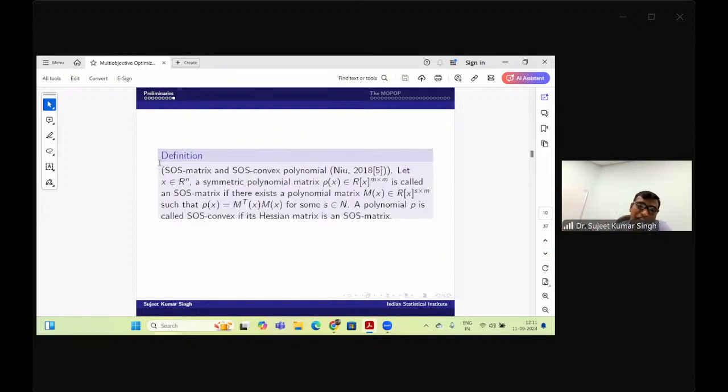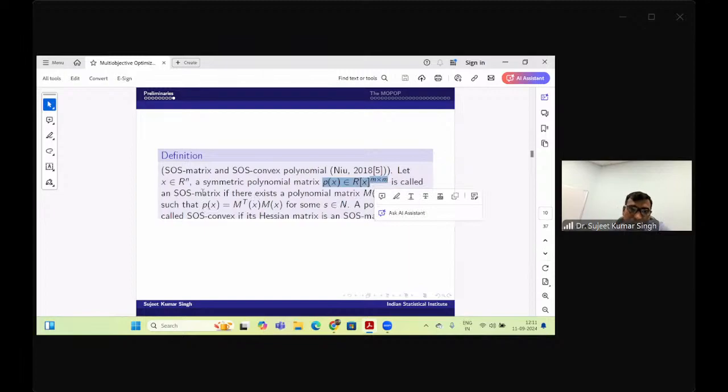Later, we have some other terminology like SOS matrix and SOS convex polynomial. Earlier we used to have the convex polynomial. Now we have SOS convex polynomial. So let us see what we mean by SOS convex polynomial. Suppose x is a vector in R^n and a symmetric polynomial matrix P(x) is given in R^(m×m). That means this is a polynomial matrix where each component of this matrix is a polynomial.